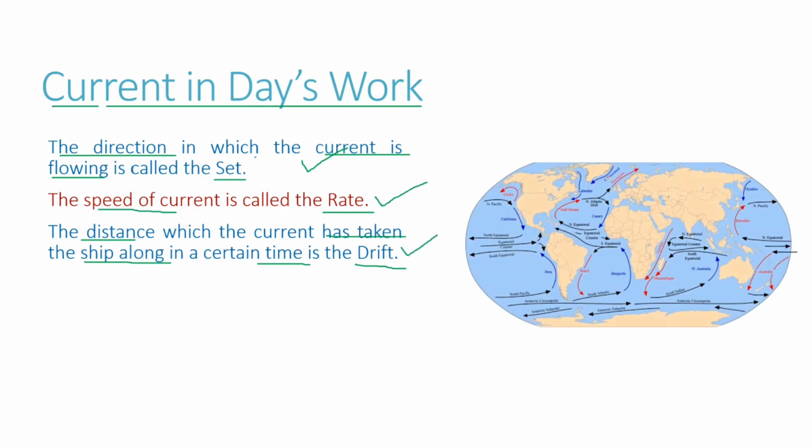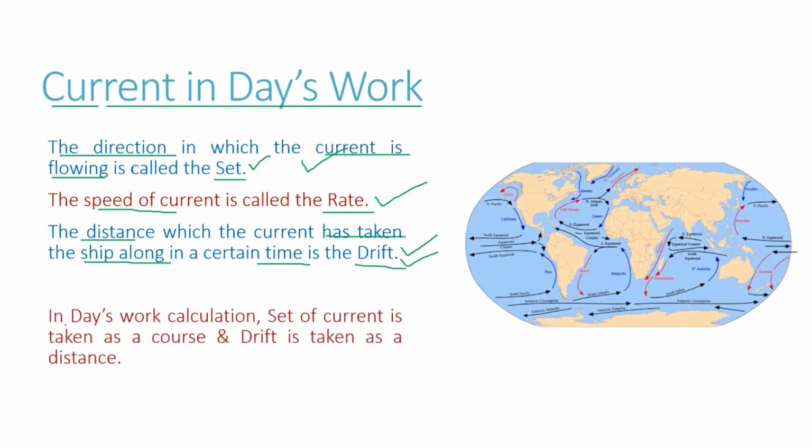So either in the question they will give you the set and rate, and they will tell you the time for which the current was affecting us, or they will give you the set and drift of the current. If the set and drift is given, then time is not required. The set and drift can be used as a course and distance. Now, when we do the day's work calculation, if there is a current prevailing in that area, how do we account for that current? The set of the current is taken as a course and the drift is taken as a distance.